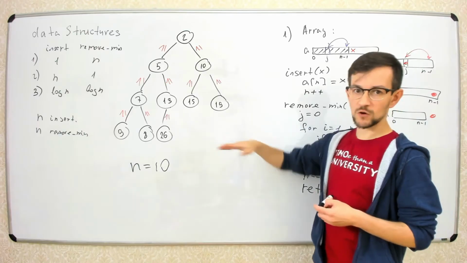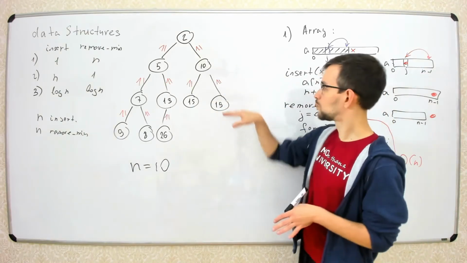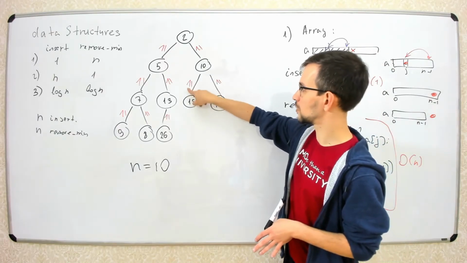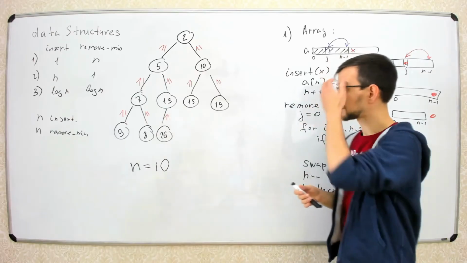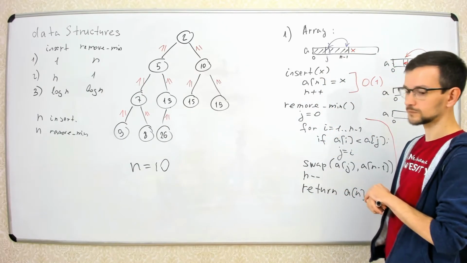So this is the correct binary heap. We have all 10 elements in these nodes of the binary tree, and for each node it is greater or equal than the parent node. Nice. Okay.